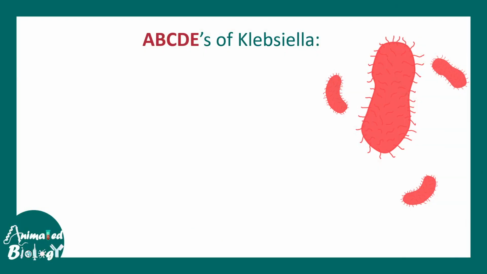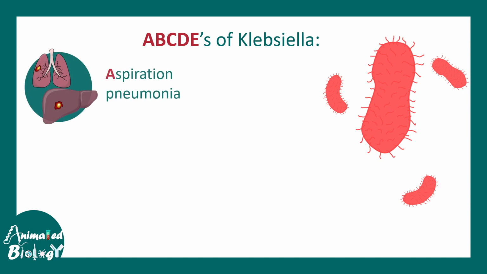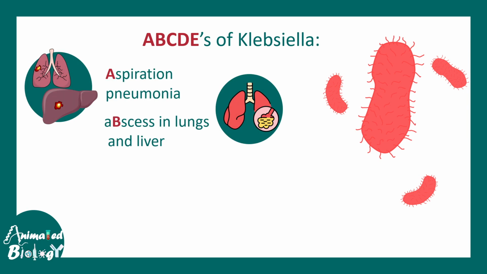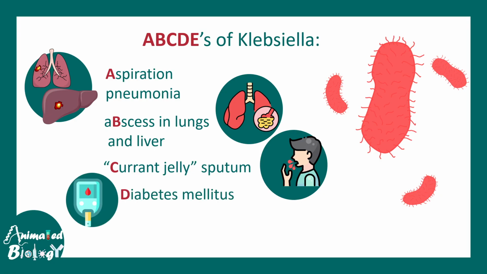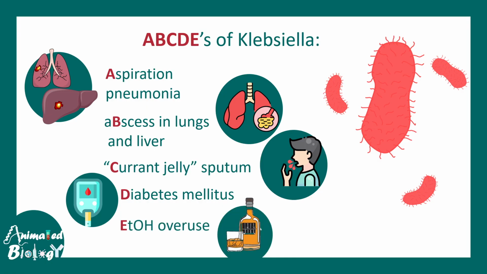And this mnemonic is A, B, C, D, E of Klebsiella. A stands for aspiration pneumonia, B stands for abscess in lungs and liver, and C stands for currant jelly-like sputum, D stands for diabetic, and E stands for ETOH overdose. Diabetes and ETOH overdose are significant risk factors in this case.